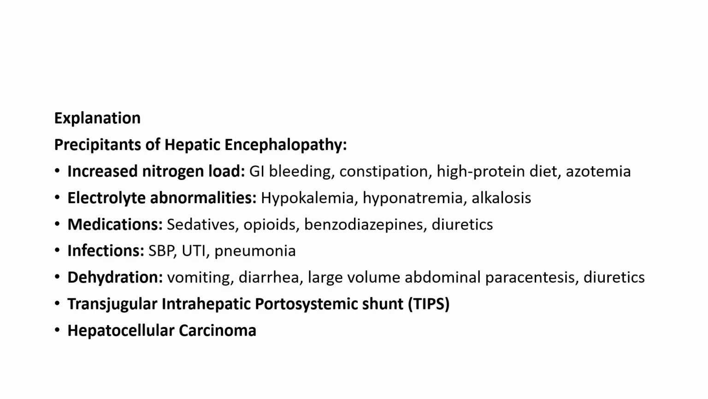This slide shows the various precipitants of hepatic encephalopathy, which include increased nitrogen load from GI bleeding, constipation, high protein diet, electrolyte abnormalities, hypokalemia, hyponatremia, medications, sedatives, opioids, diuretics, infections like spontaneous bacterial peritonitis, dehydration from vomiting, diarrhea or large volume abdominal paracentesis, transjugular intrahepatic portosystemic shunt, hepatocellular carcinoma. However, in this case, GI bleeding is the most common acute trigger due to nitrogen absorption from blood breakdown.